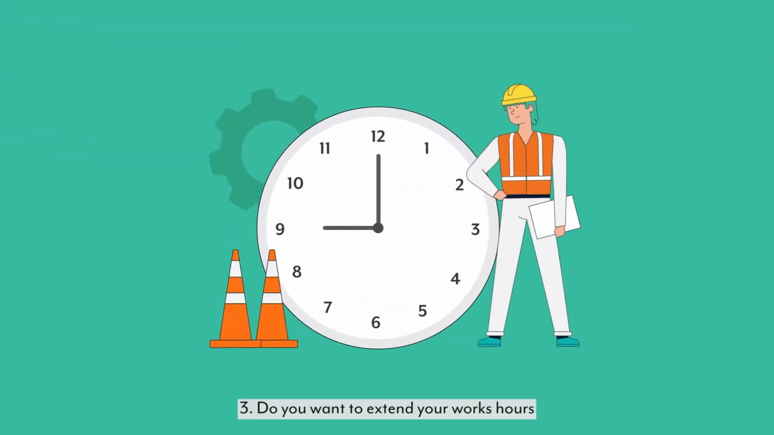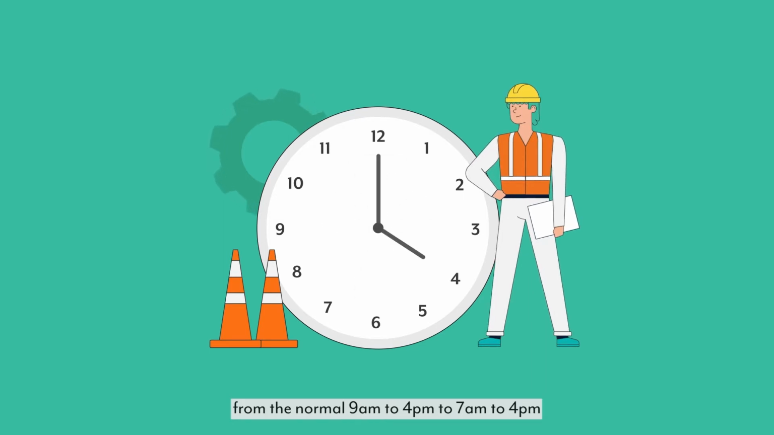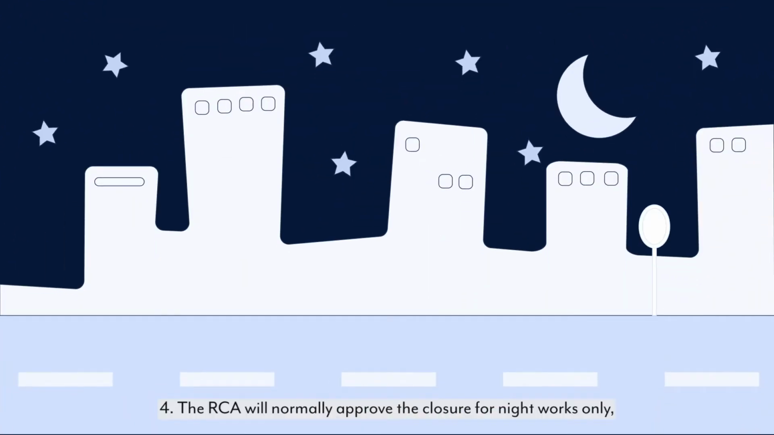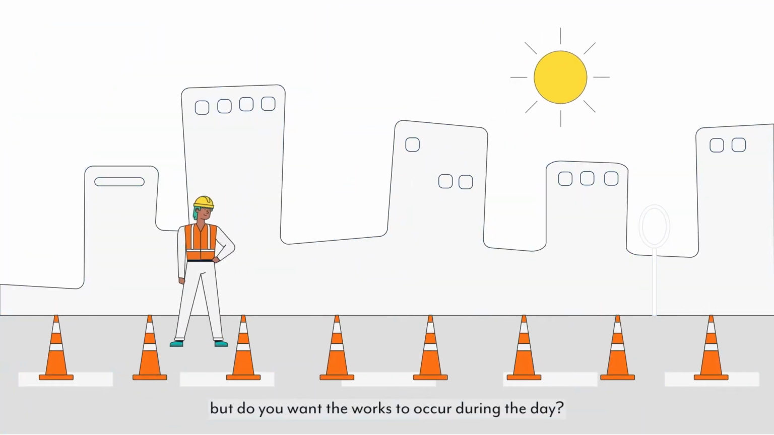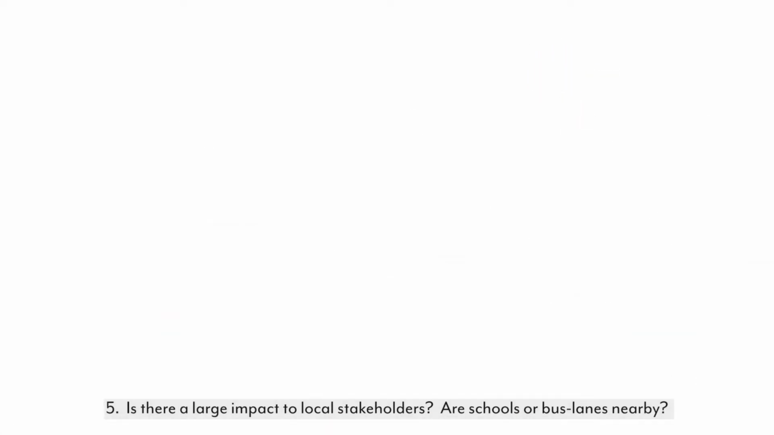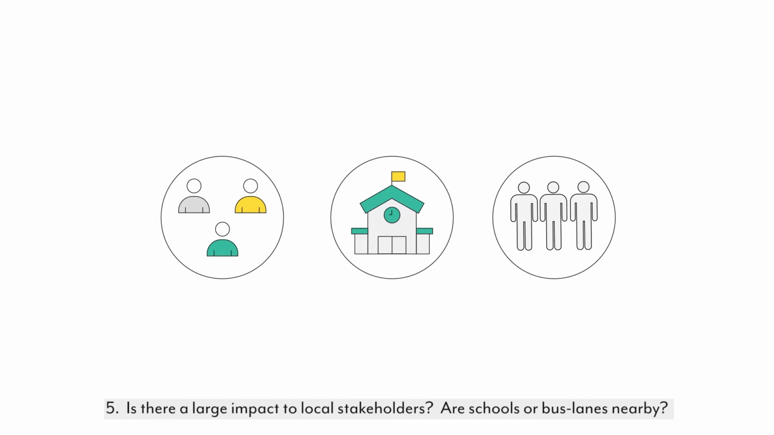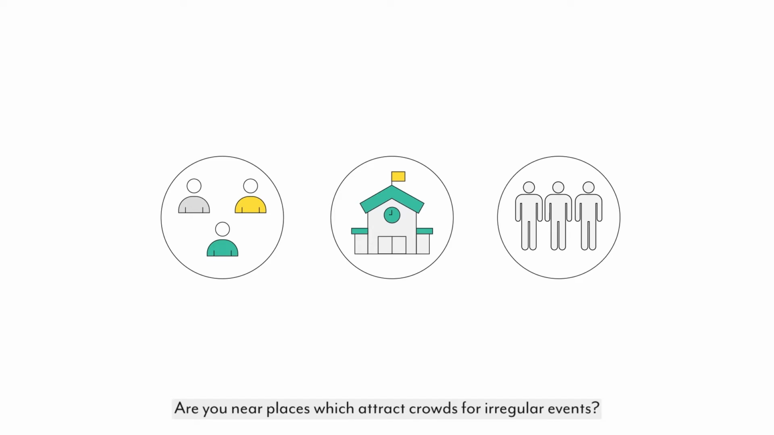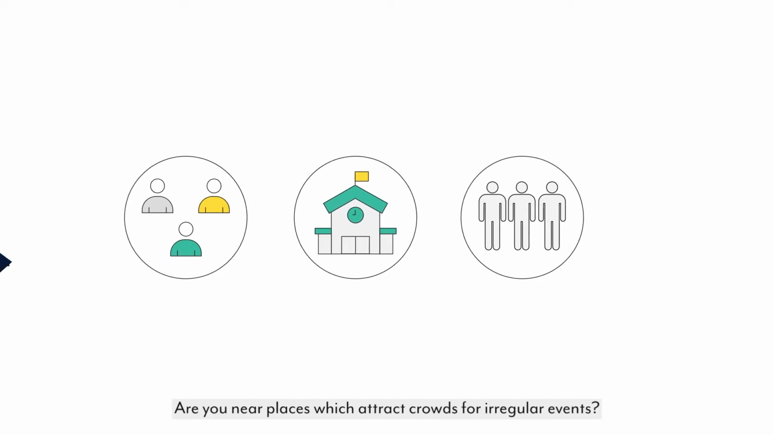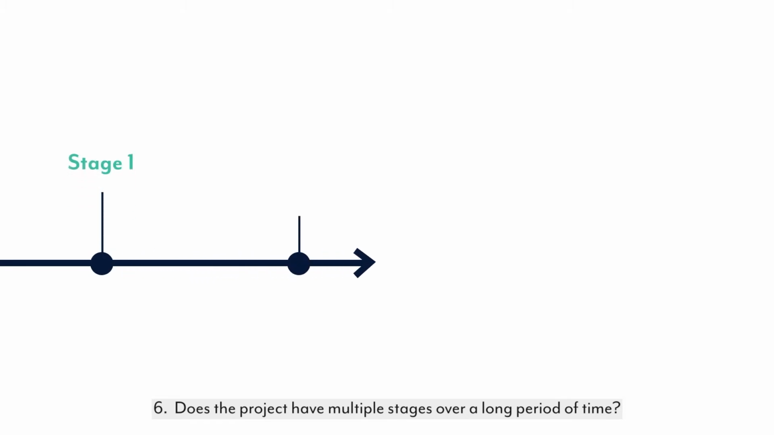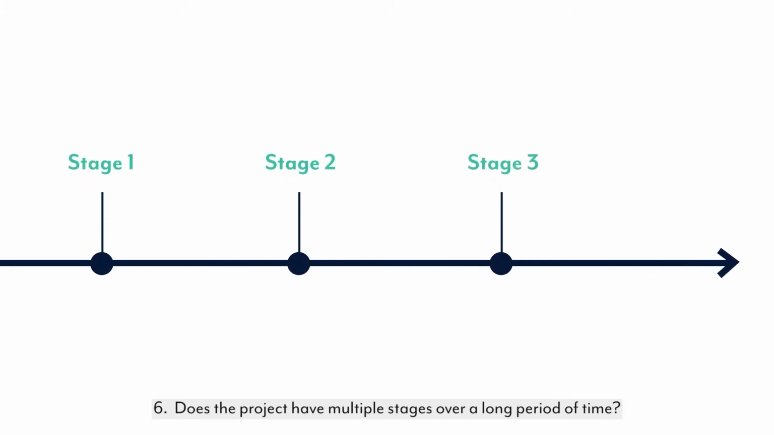3. Do you want to extend your work hours from the normal 9 a.m. to 4 p.m. to 7 a.m. to 4 p.m. or 9 a.m. to 7 p.m.? 4. The RCA will normally approve the closure for night works only, but do you want the works to occur during the day? 5. Is there a large impact to local stakeholders? Are schools or bus lanes nearby? Are you near places which attract crowds for irregular events? 6. Does the project have multiple stages over a long period of time? By answering these questions, I can work out the best solution.